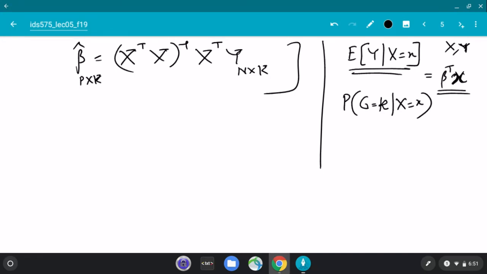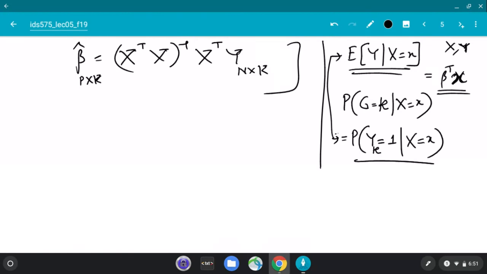Okay. It's equal to the probability that y_k is equal to 1 given X equals x. These two are the same, because the expectation is just y equals 1 times the probability that y equals 1, plus y equals 0 times the probability that y equals 0. So the second term goes away. So this expectation is nothing but this probability, right? Okay, I should put that in the exam as well.